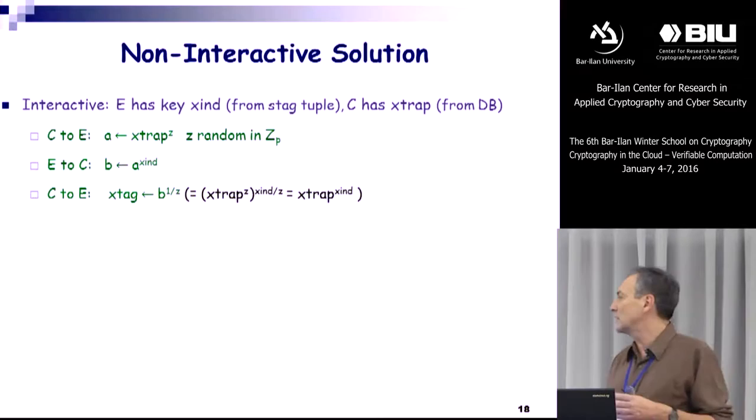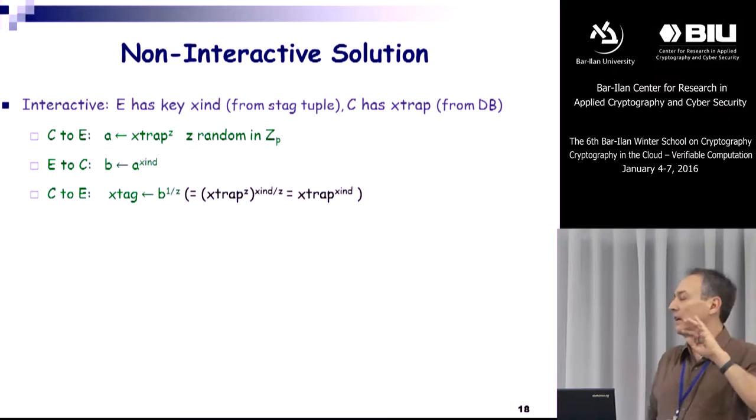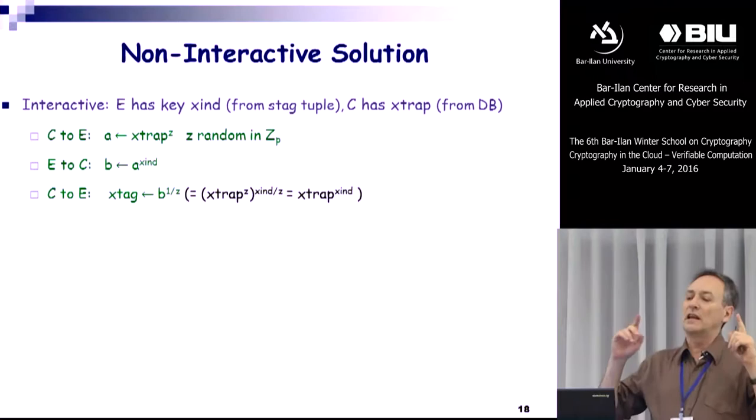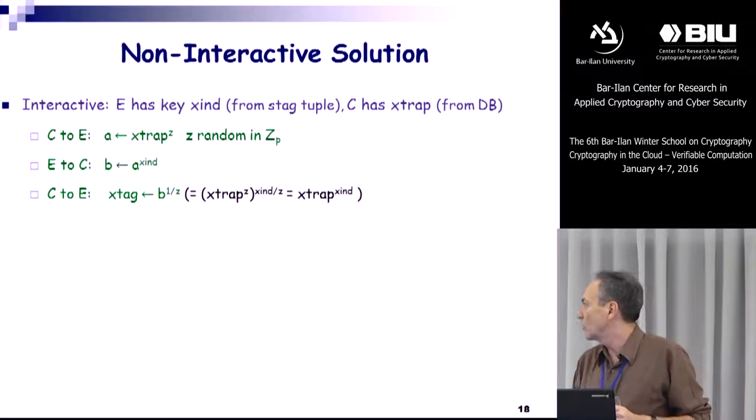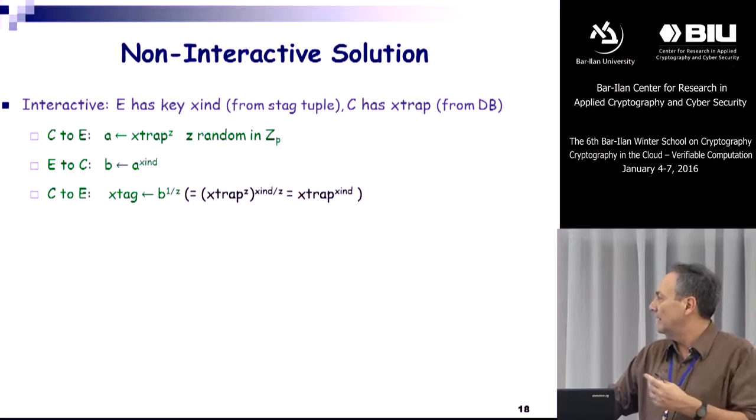So the next step is a step in which we are going to solve all these problems. Really, the server will not learn xind, it will not learn xtrap, and there will be no interaction. So how do we do that? Here I wrote again the interactive part. But the non-interactive part will do the following.